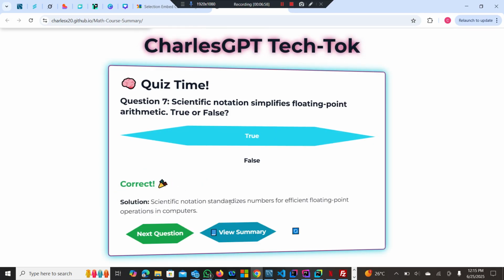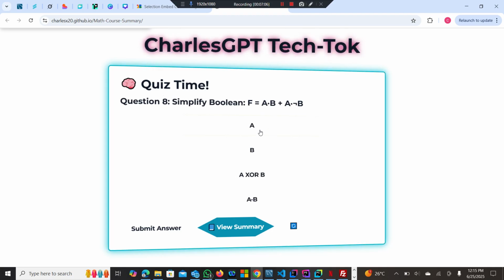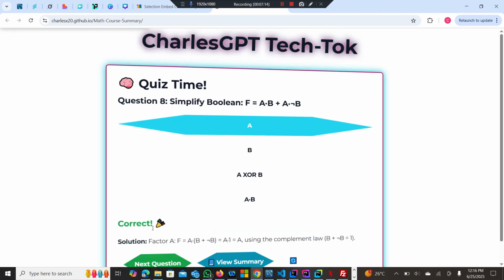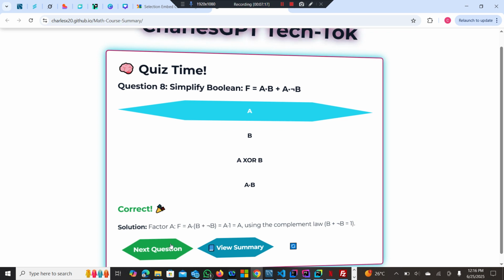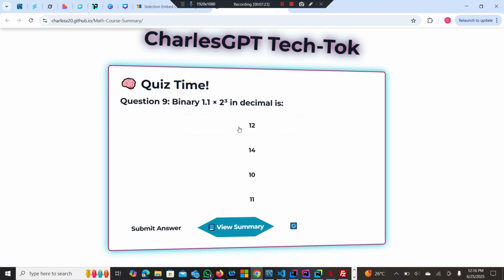Scientific notation standardizes these numbers for efficient floating point operations in computers. So next, F equals A plus B plus this. It would be A. I think it's A. Correct. Okay. This is the complement law from our last course 5. So binary 1.11 times 2 raised to power 3 in decimal is let me just say 14 or 12.